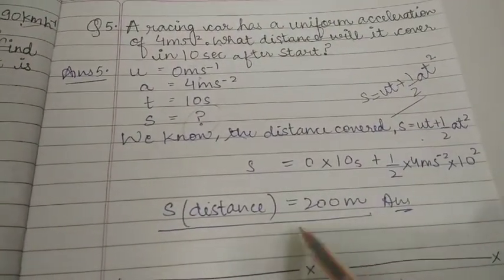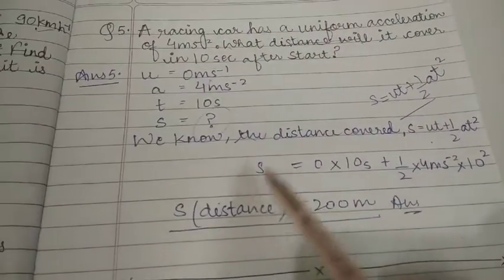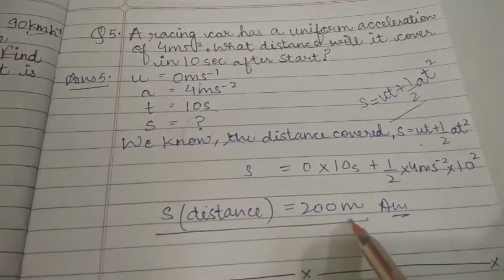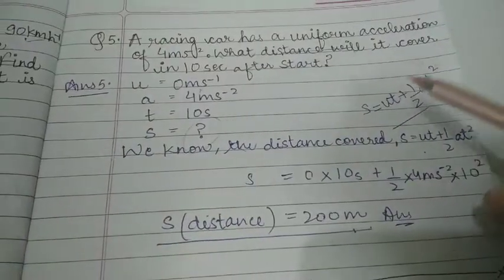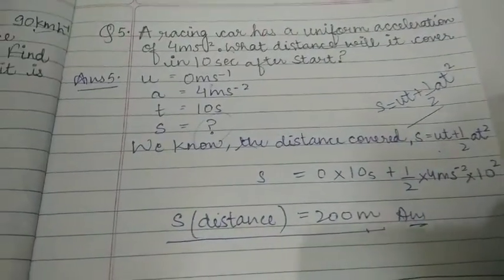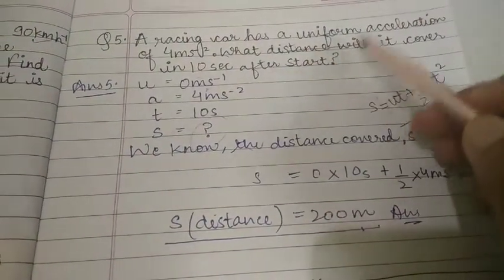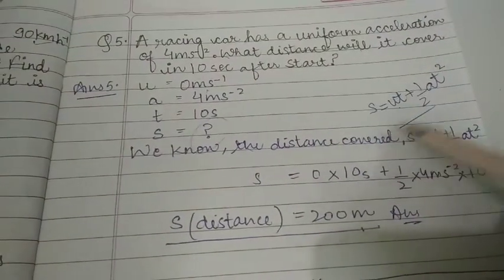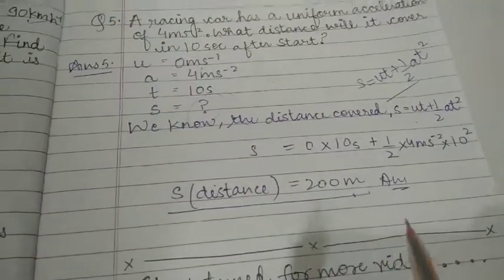Okay, so by just substituting the values here, you'll get the distance as 200 meters. So it's a very easy question. Everything was given to you in the question only, you just have to put in this formula. Just remember this formula, because whenever the question is saying that you have to find the distance in this time, then always use this formula. Okay, and easily you can just find the distance.